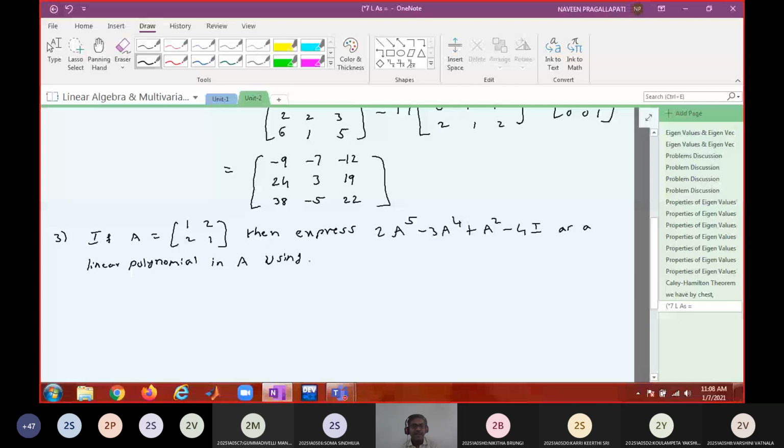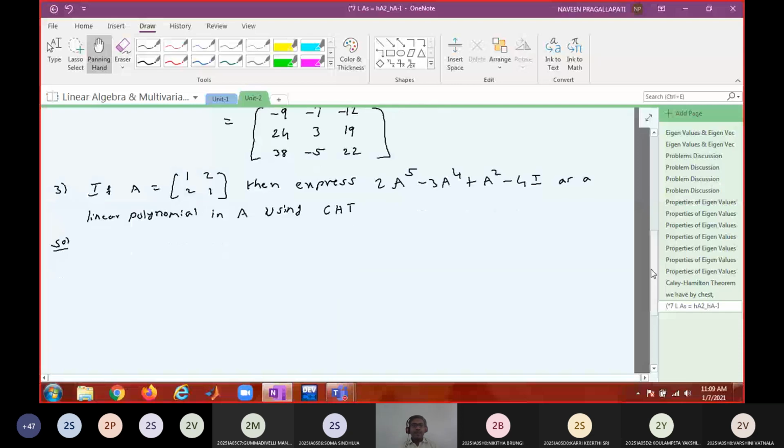That means what is the degree? Degree is 1. So you have a matrix polynomial of degree 5. You have to reduce this 5th degree matrix polynomial to a linear polynomial, that means a polynomial of degree 1, using the Cayley-Hamilton theorem.